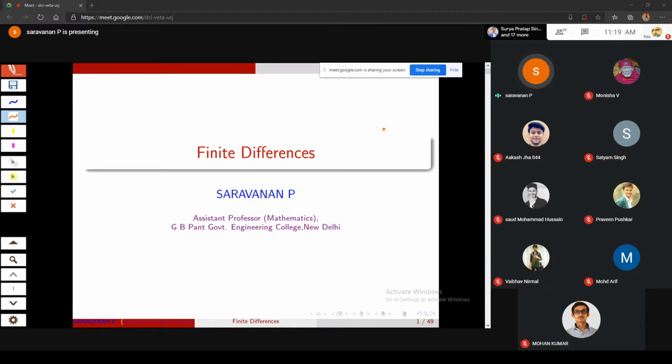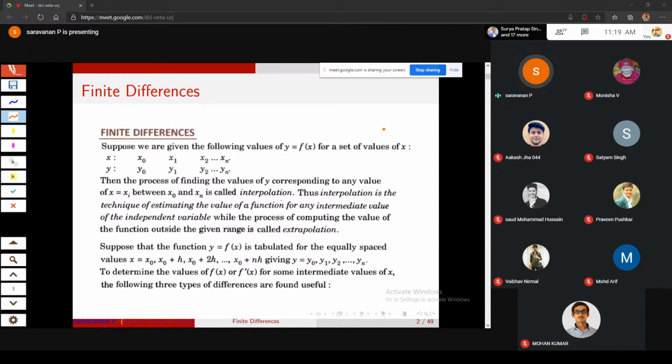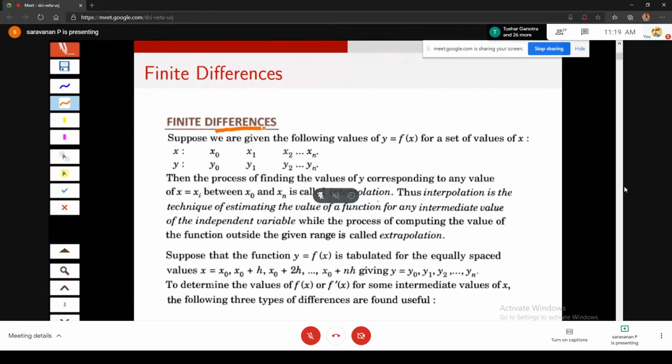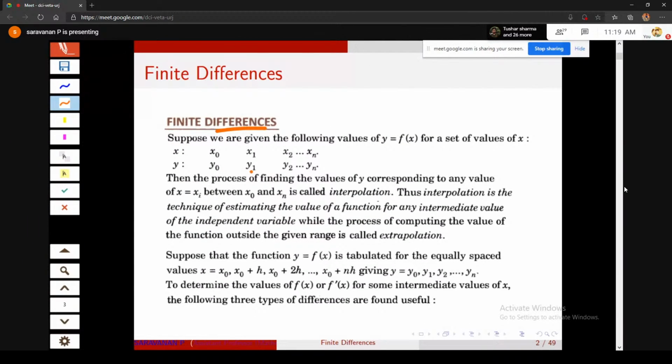So let me recall this once again. Just a quick recall of what we have done till now. There is something called finite differences. The difference is nothing but you find the difference between the values like this: y1 minus y0, y2 minus y1, etc. And these are known as the finite differences. And there are two things. One is called interpolation. Another one is called extrapolation.